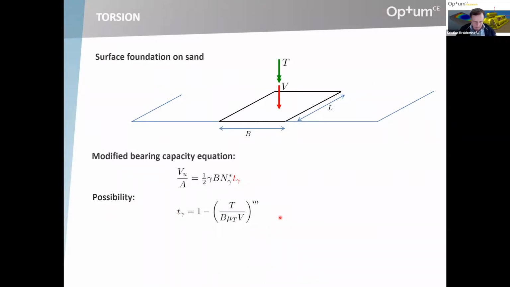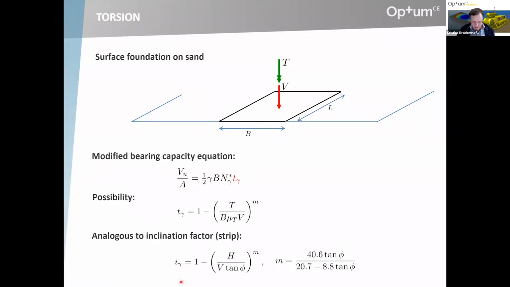And again, that's analogous to the inclination factor that I advocated a couple of weeks ago, that also automatically incorporates the sliding limit in contrast to what you see in most of the code equations. So that can be done relatively easily.